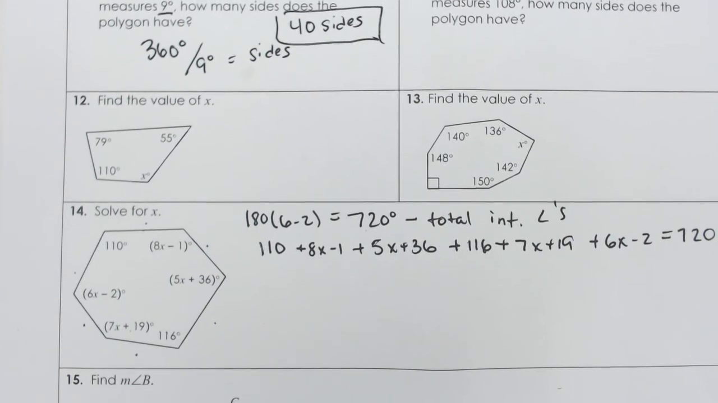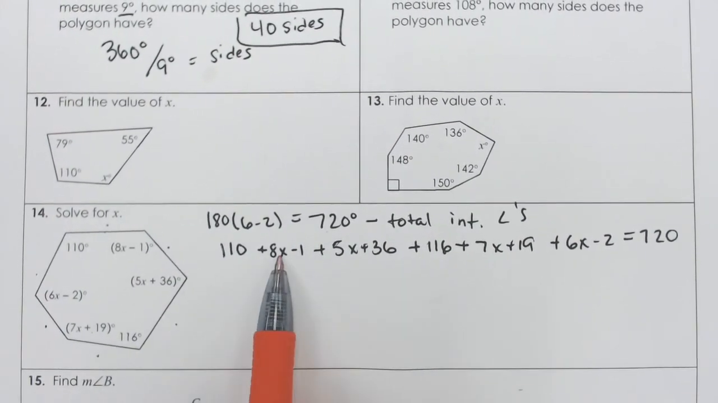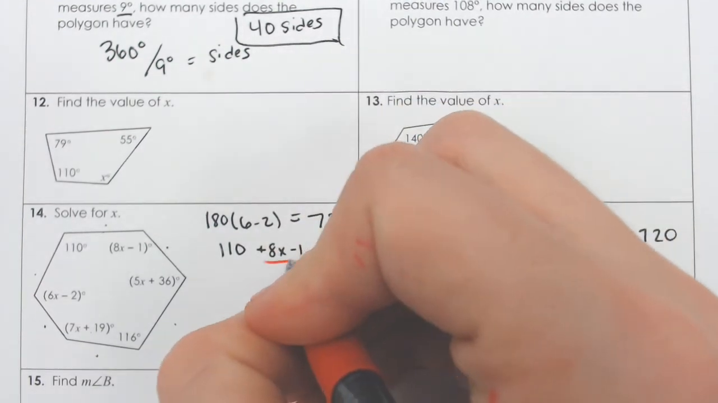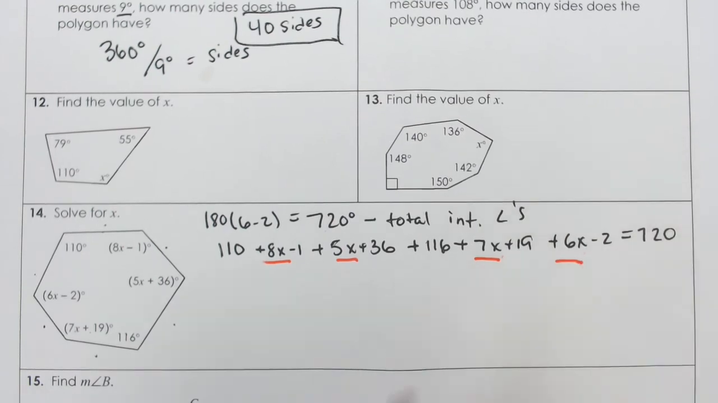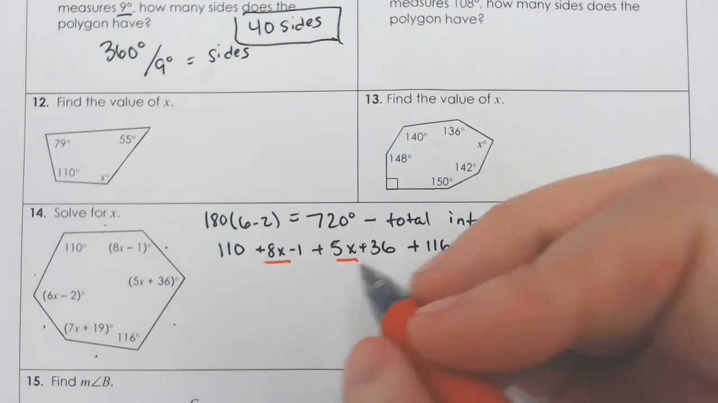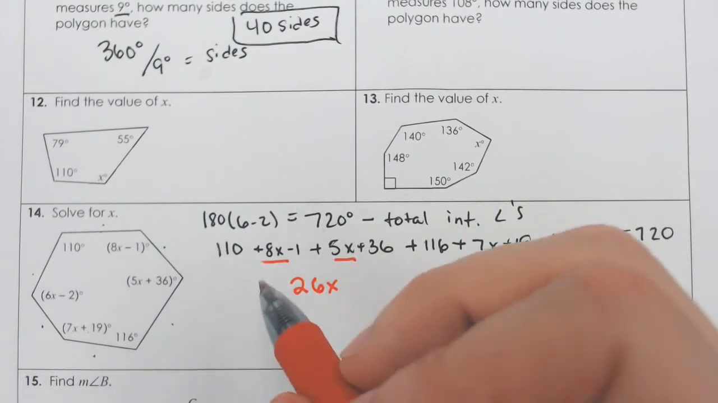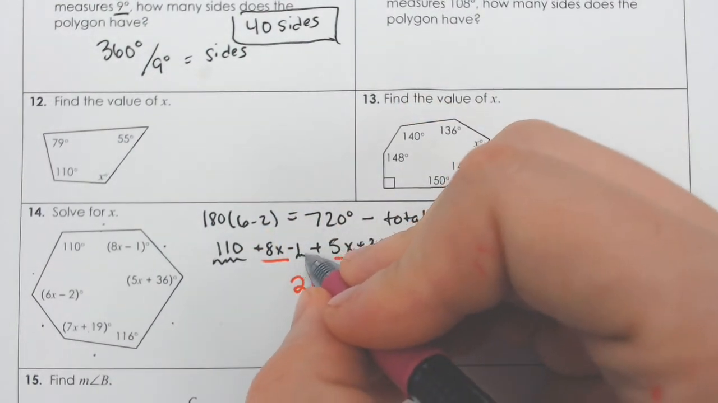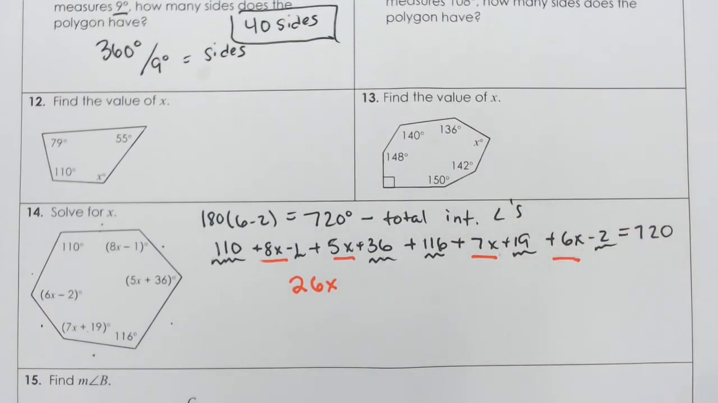Whew. Well, don't panic. There's a lot of like terms here. We got 8x, 5x, 7x, and 6x. We just have to combine all those x's. So if I add 8 with 5 with 7 and 6, we would have in total 26 x's. And then I have to combine the 110, the negative 1, 36, 116, 19, and the negative 2. I got to add all those together.